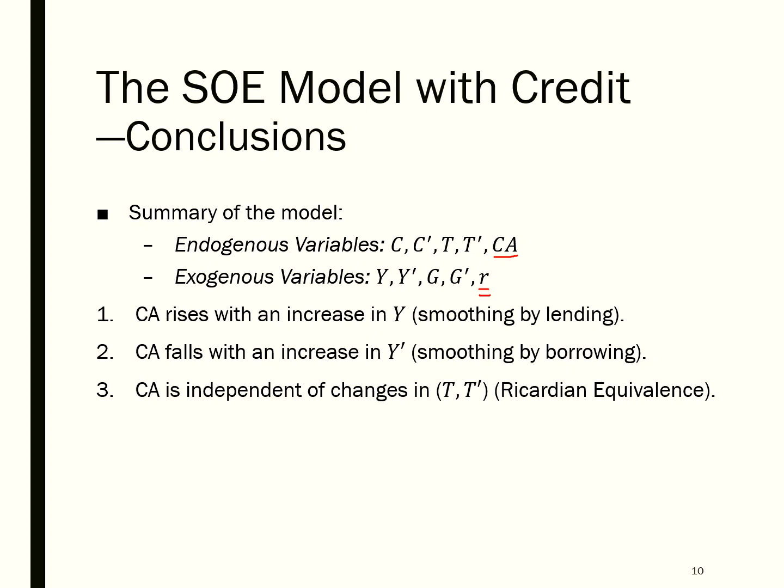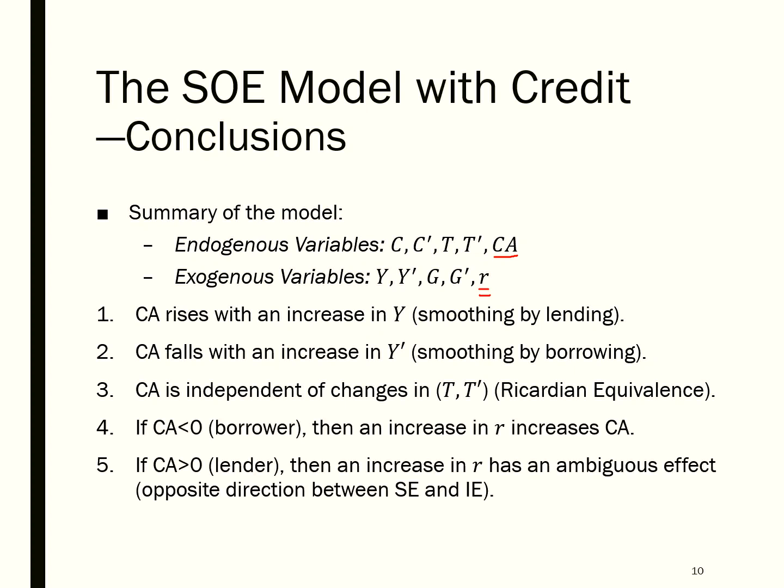This is actually the Ricardian equivalence theorem we have derived in the dynamic model in the previous semester. Conclusions 4 and 5 are about the effects of the interest rate on the current account. But there are two possibilities, so that is why we have two possible effects. If the current account is negative, which means you are a net borrower in the current period, then an increase in interest rate R will increase the current account.